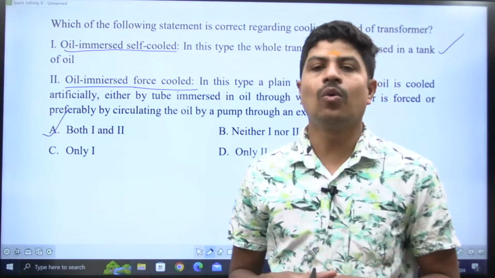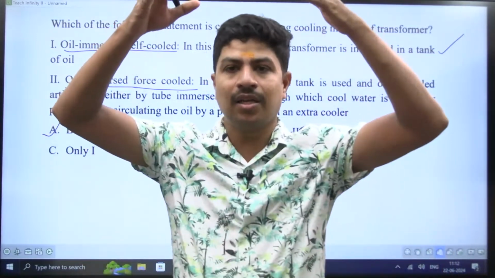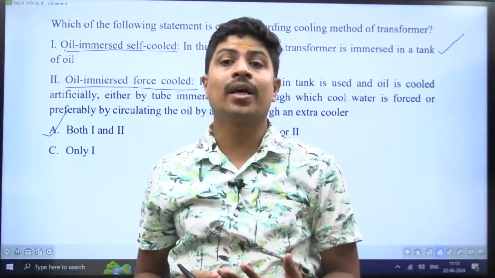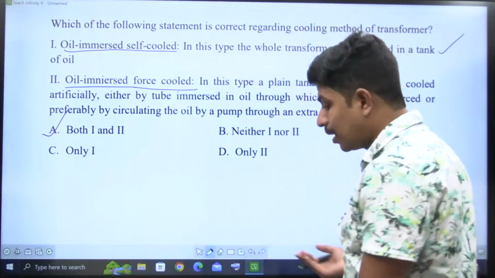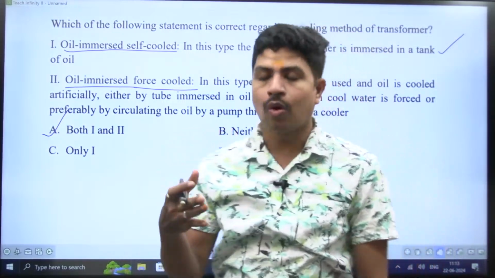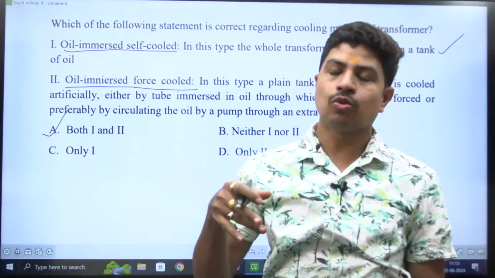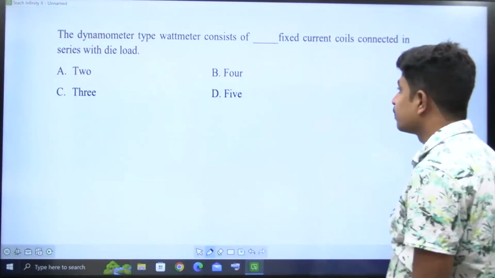See, in self-cooled, nothing extra we are going to put. The total tank is immersed in the oil, then it is going to get cooling. But in forced cooling, some pump is used to circulate the oil, right? Some tube is kept through which cold water is forcibly sent, through which the oil is going to be cooled. Next question, please.